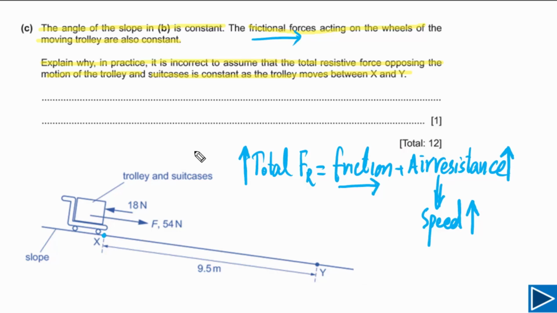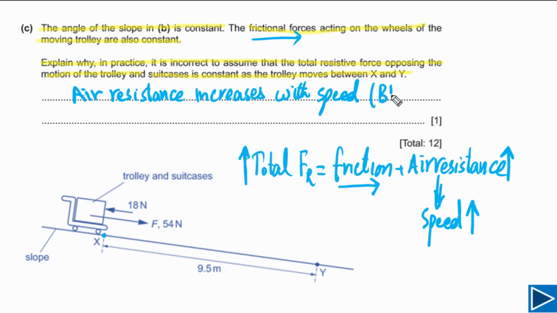If we assume total resistive force is constant between X and Y, that is wrong, because air resistance increases with speed. So that's all we need to write down. We can simply say air resistance increases with speed. This question has only 1 mark. If you have written this, you will get 1 mark, and this is a B mark. It has to be in your answer.